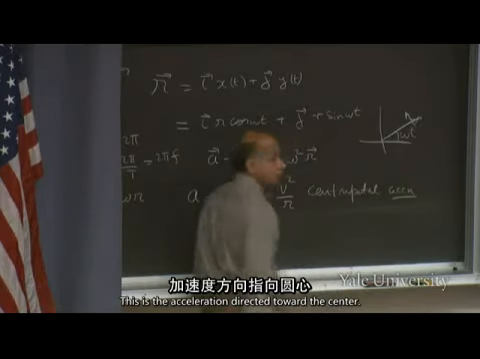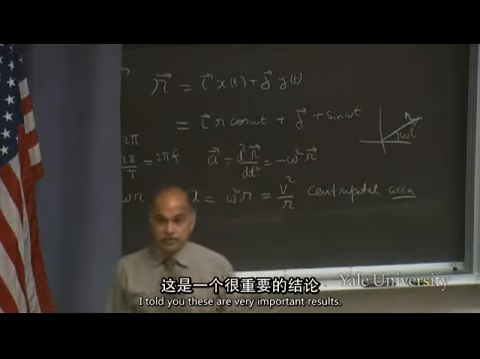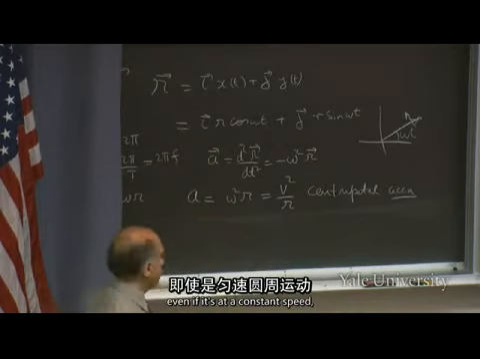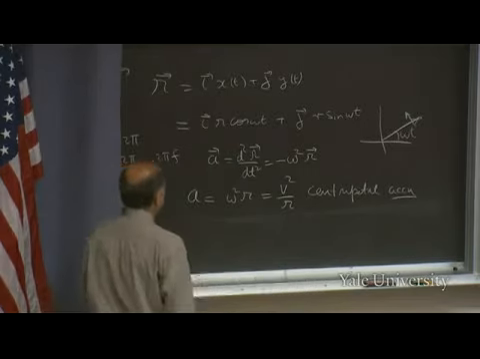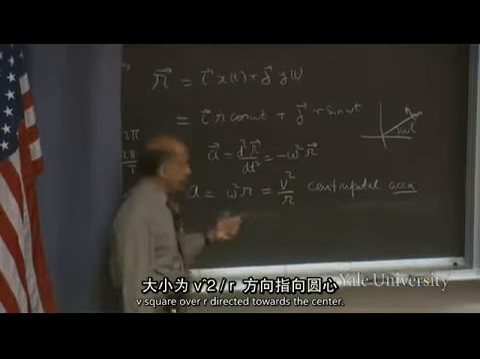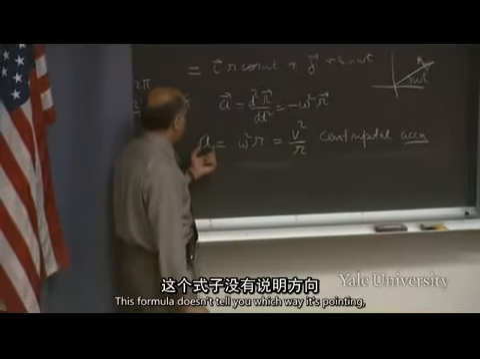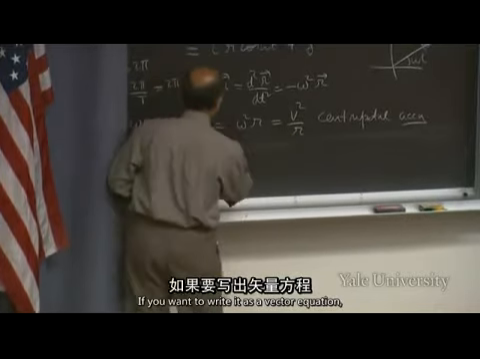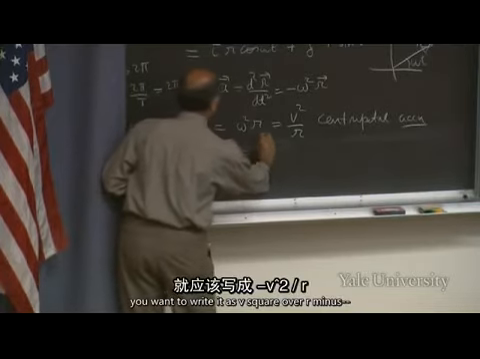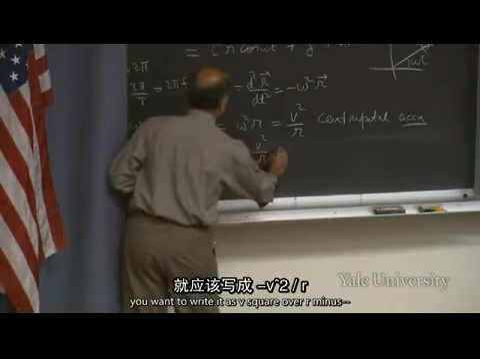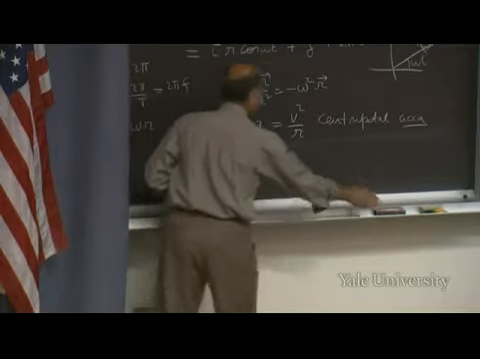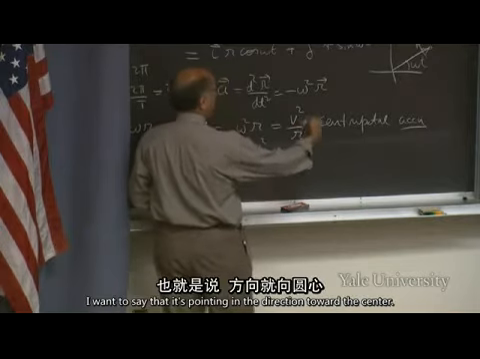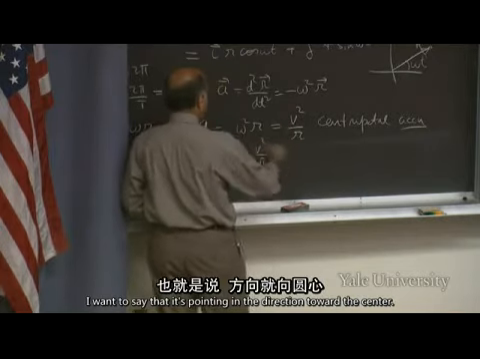This is the acceleration directed toward the center, and I told you this is a very important result. You've got to get this in your head. Whenever you see a particle moving in a circle, even if it's at constant speed, it has an acceleration, v squared over r, directed towards the center. This formula doesn't tell you which way it's pointing because it's a scalar, it's not a vector equation. If you want to write it as a vector equation, you want to write it as v squared over r, minus, I want to say that it's pointing in the direction toward the center.